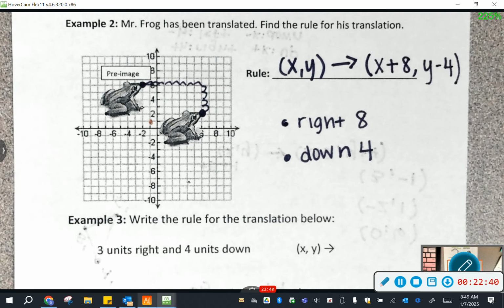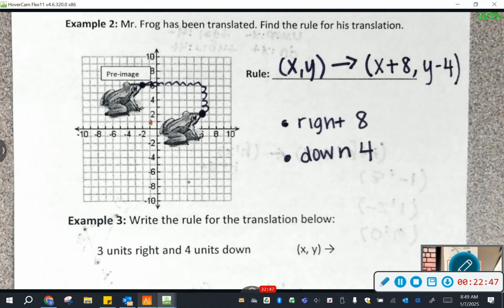Move. Just move. Go to the back. Move. Quit talking.